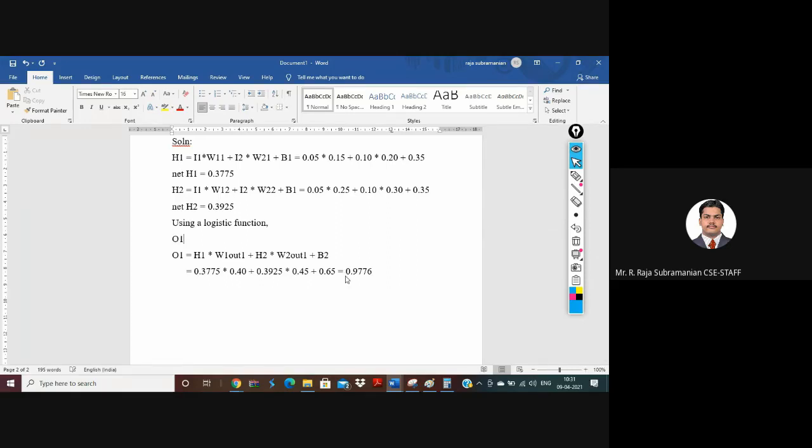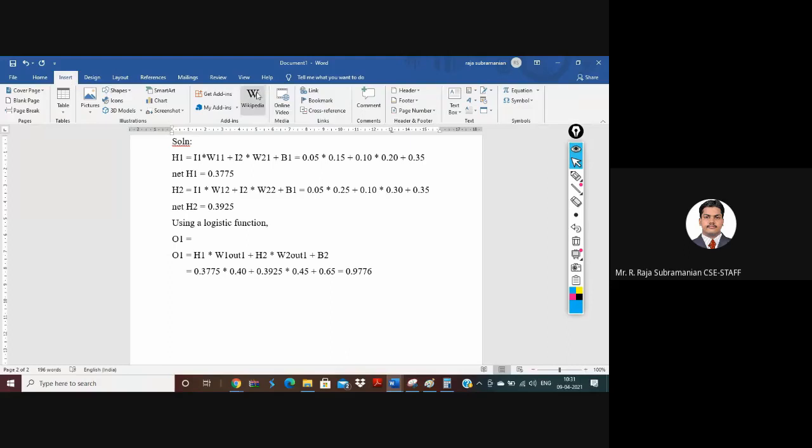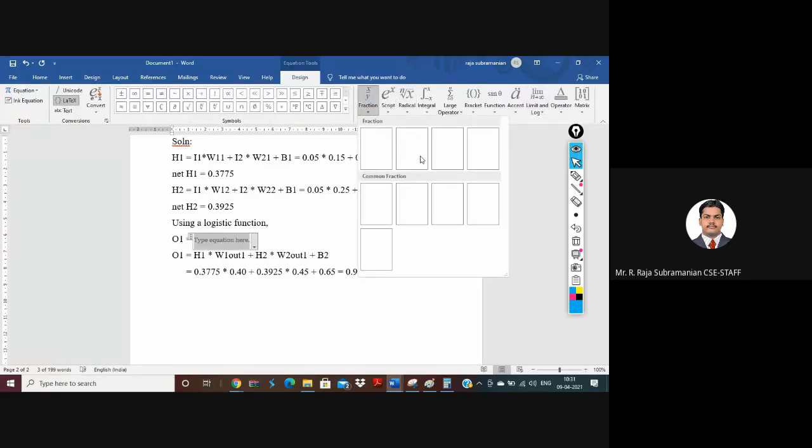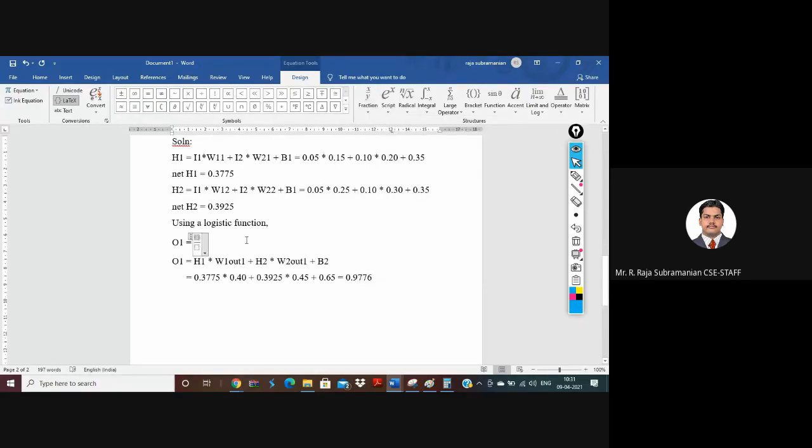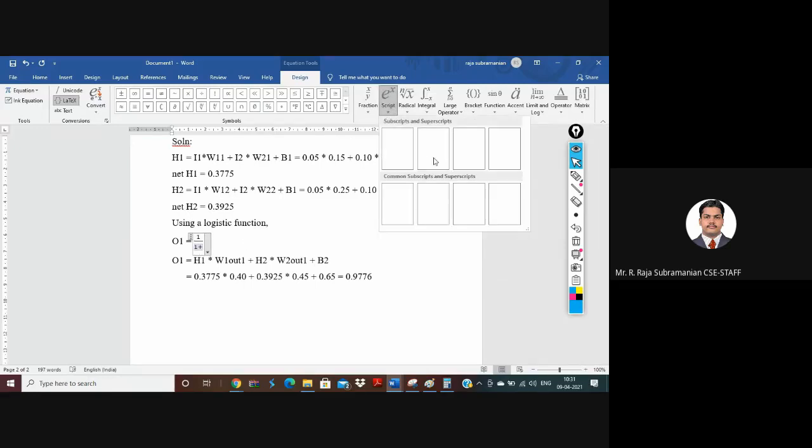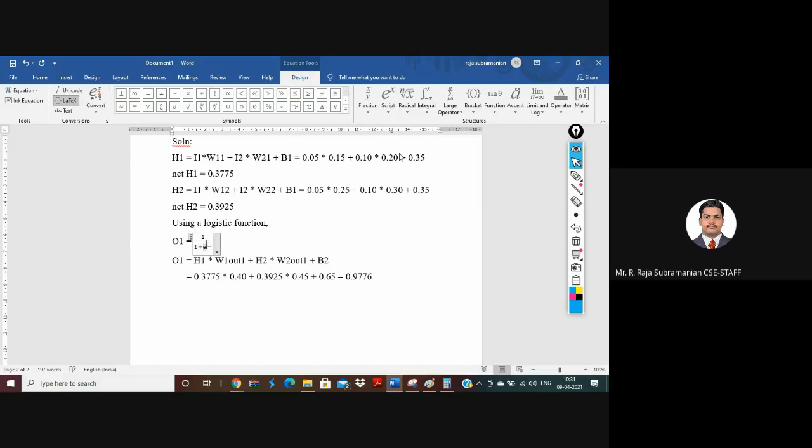So now a different way of calculating O1. We know the logistic function is 1 divided by 1 plus e power minus x. That is the sigmoid function. Let me write the equation so that the formatting will be good. 1 divided by 1 plus e power minus, and I'm going to use the net H1 to calculate the output H1. I'm not going to take the influence of H2 directly.